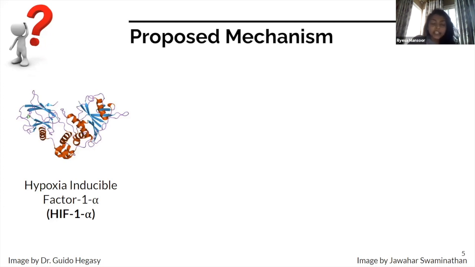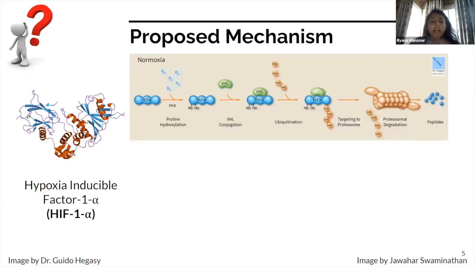To introduce HIF1 alpha, it is a transcription factor, and this schematic shows how it functions in the body. In normoxia, or normal oxygen conditions, in the presence of oxygen, HIF1 alpha will be hydroxylated by an enzyme known as proline hydroxylase domain protein. Once it's hydroxylated, it will then conjugate and be recognized by VHL, or von Hippel-Lindau tumor suppressor protein. Once that conjugation and dimerization occurs, the protein can be tagged by ubiquitination and targeted to proteasome degradation. So it is degraded, and it's not of use in normal oxygen conditions.